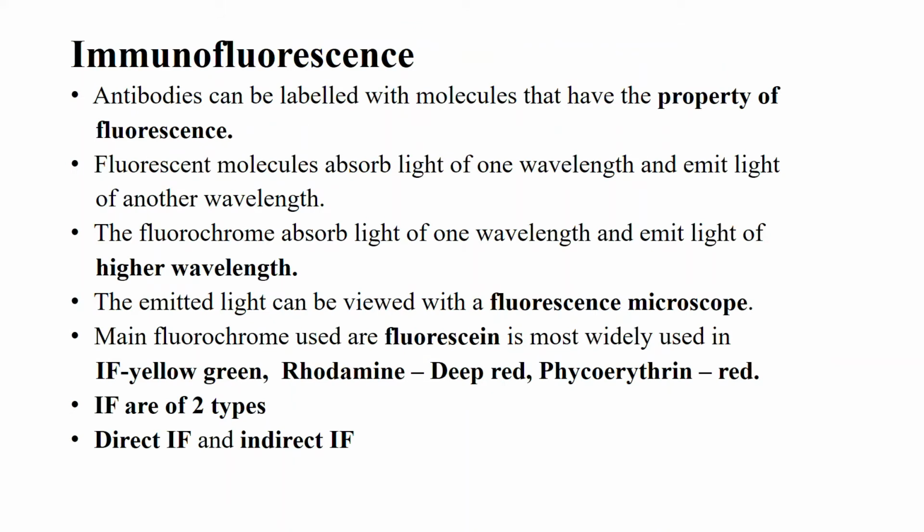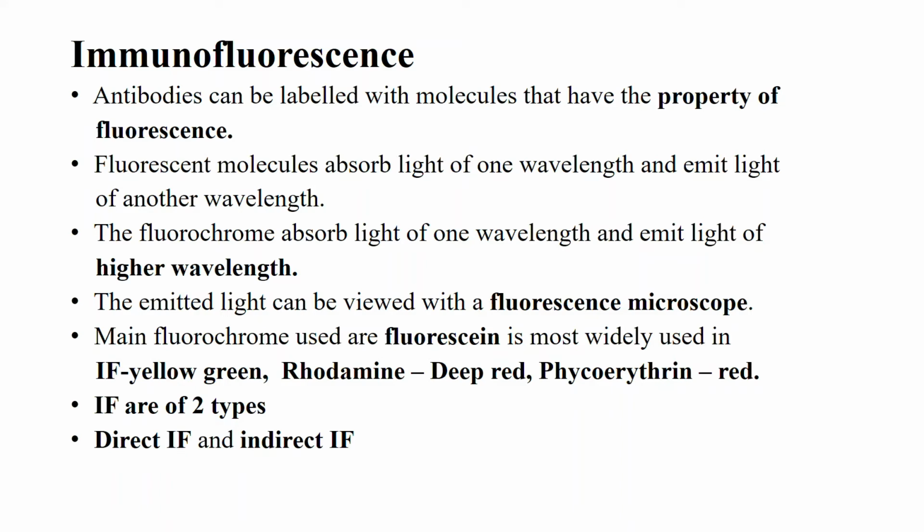Here we have immunofluorescence, and we all know that in this, antibodies can be labeled with molecules that have a property of fluorescence. This fluorescence absorbs light of one wavelength and can emit light of a higher wavelength. These emitted lights can be viewed with fluorescent microscopes and UV lights. And we have different types of fluorochromes, such as fluorescein.